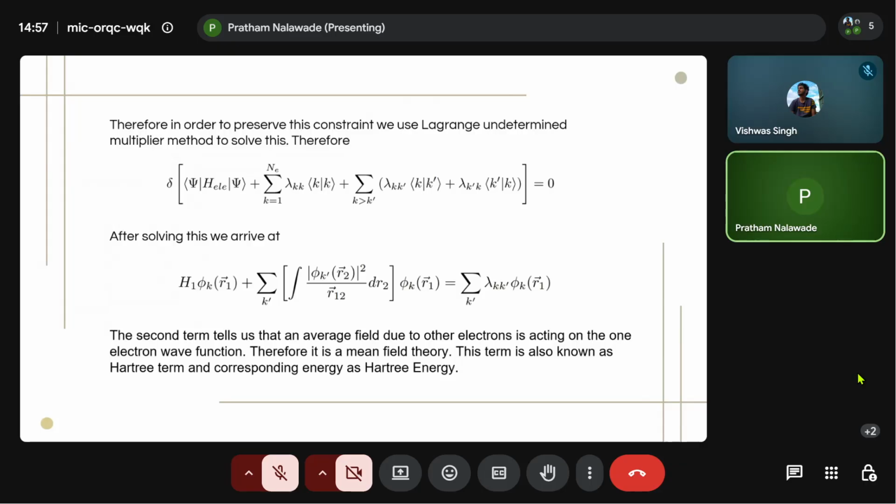Fine. And in H1 you just have the kinetic term and the interaction with the nucleus. The interaction with the nucleus, as I said, is not of much importance, because we have considered the nucleus to be stationary. It is there, but it is only acting, we can say, as an external potential.